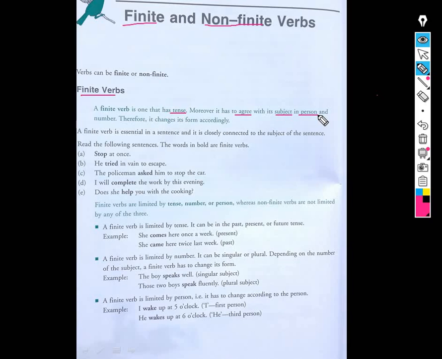Okay, तो अगर ये चेंज होता हो अपने subject person के मुताबिक, तो that's mean it is finite verb. And number. Similarly, according to the number of subject, this verb changes. For example, when I say they play, they is plural. Number means singular and plural. So when I say they, then I will say they play cricket.